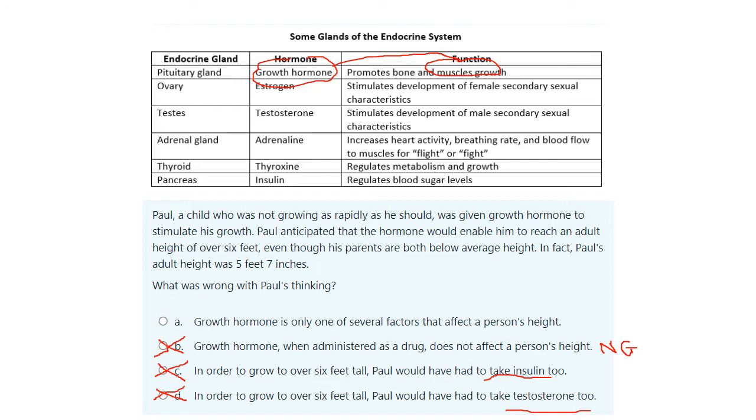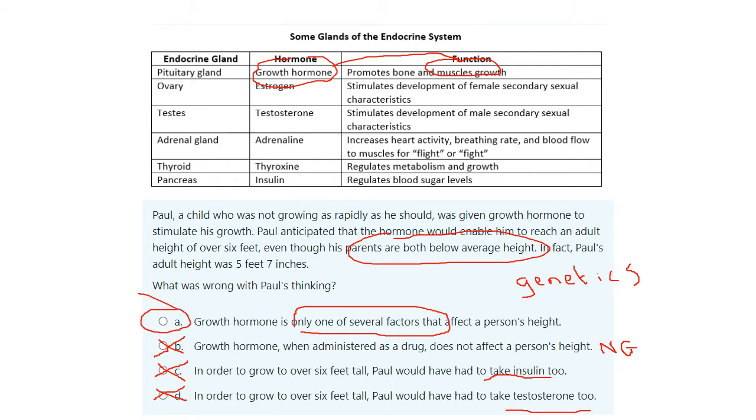But we do have a clue that both the parents are below average height. So that suggests that the height might be partly to do with genetics, partly to do with the pituitary gland not producing enough of the growth hormone, but also partly due to genetics. The cells do not have the blueprint for being over 6 feet. There are several factors that would affect the person's height. So answer A is correct.